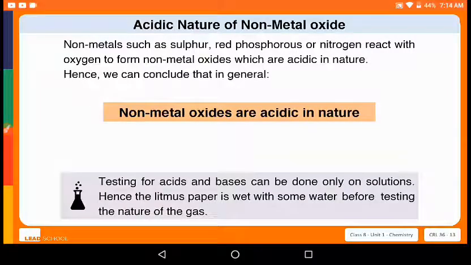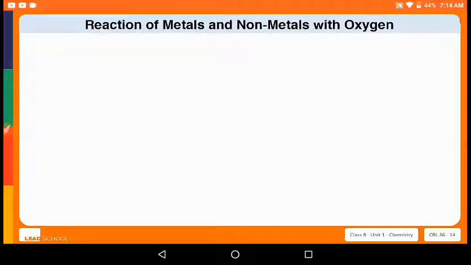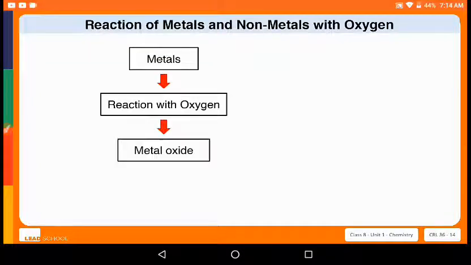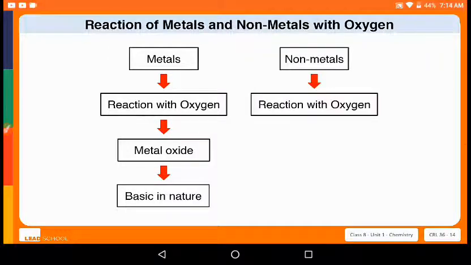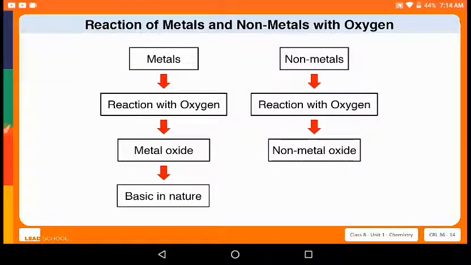Testing for acids and bases can only be done on solutions. Hence, the litmus paper is wet with some water before testing the nature of the gas. So let us summarize what we learned. Metals react with oxygen to form a metal oxide, which is basic in nature. Non-metals react with oxygen to form a non-metal oxide, which is acidic in nature.